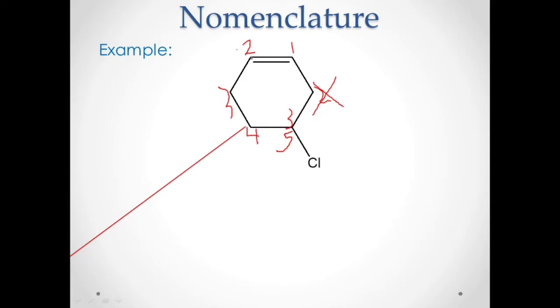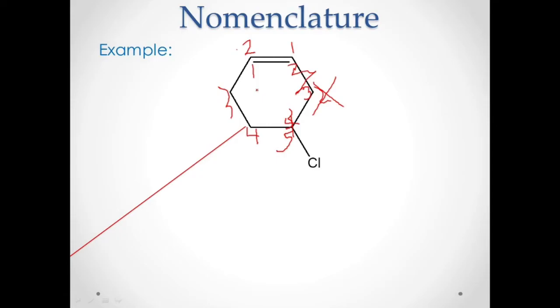If this would be your carbon number 1, and that would be your carbon number 2, then this would be your carbon number 3, and that would be your carbon number 4, then you would attain the lowest number for the substituent. So that becomes 4-chloro.